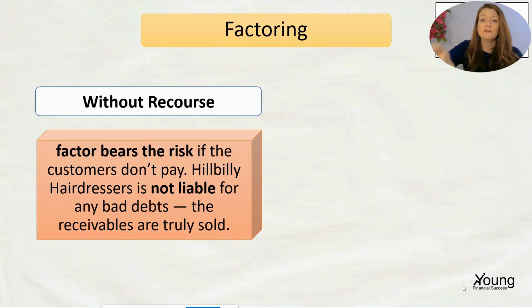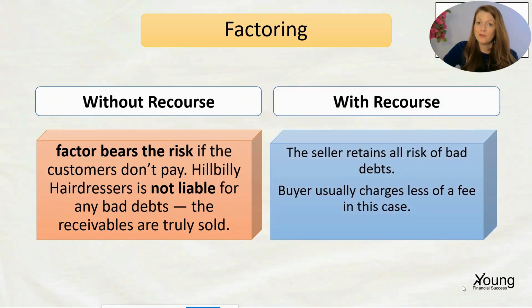They're like, here's our customers that haven't paid yet. You give us some money in exchange, a percentage of what they owe. If some of these customers don't pay, we have no responsibility. It is without recourse. But if they sell it with recourse, that's not as good of a setup for the seller of the accounts receivable, because the seller still retains the risk. So if Hillbilly Hairdressers sells this to a collection agency and they can't collect, they are going to have to still come up with some of that money.